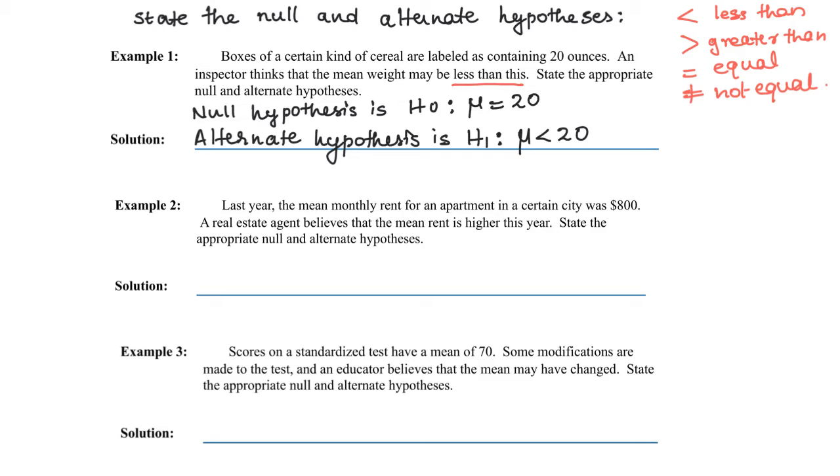The null hypothesis says that there is no change. So it will be mu equal 800. The real estate agent wants to know whether the mean is higher. So the alternate hypothesis is mu greater than 800. So higher means greater than.